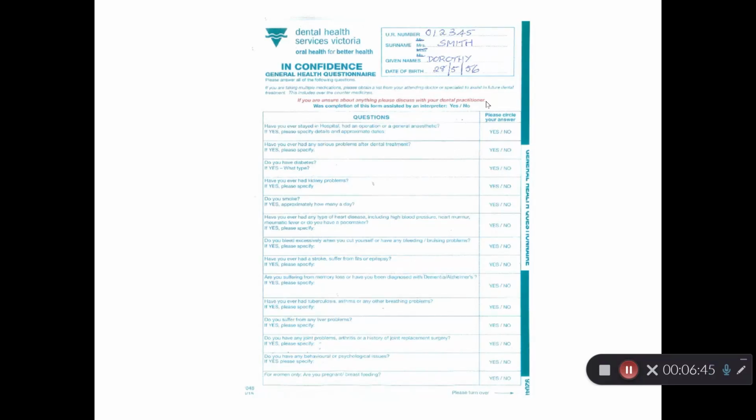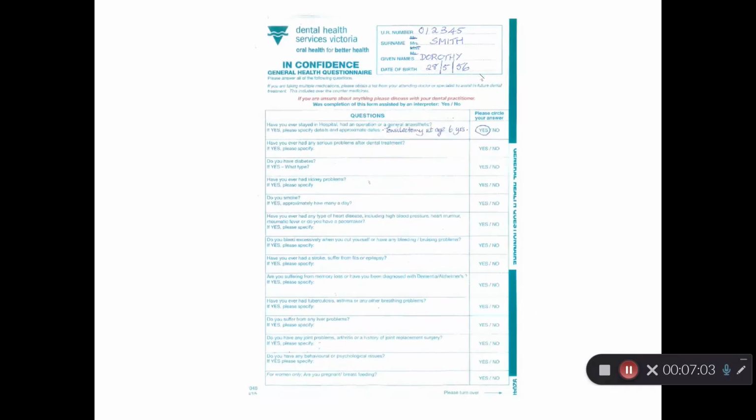I'm just going to go through how this might run for you with a patient. So it's a made-up patient. Okay, so we'll just move on. It's Dorothy Smith. She was born in 1956, which means she's about 67 or so. So we always keep that in mind.